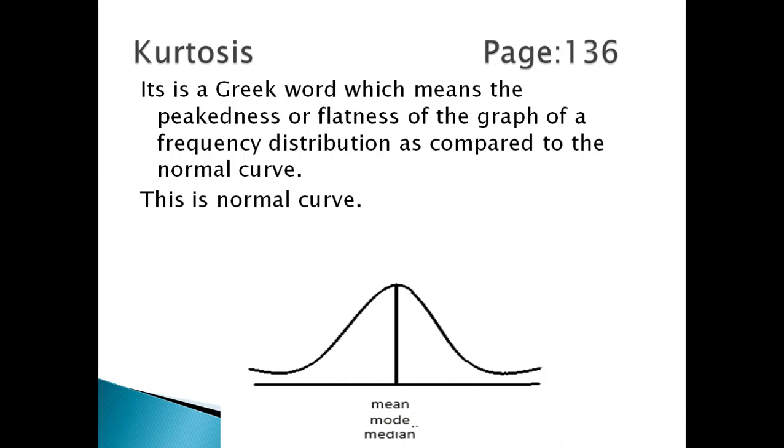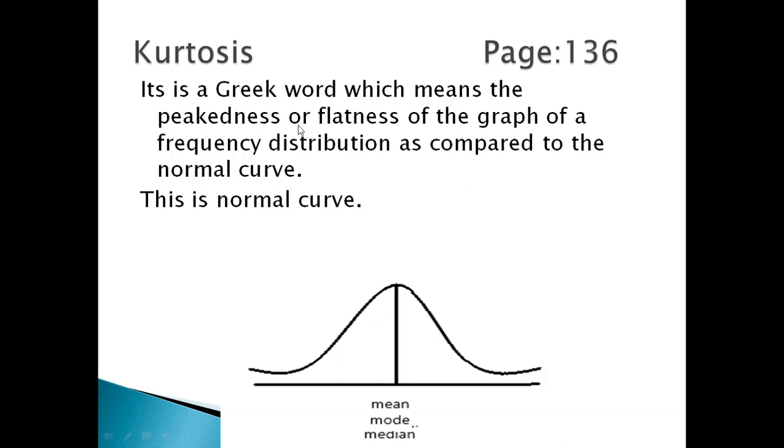So what is the normal curve? As we have discussed before, this symmetrical curve is a normal curve in which the mean, median and mode values are equal and lie exactly in the center of the distribution, and the curve is bell-shaped. So this curve is called a normal or symmetric curve. This normal curve is a standard for us, so we will compare the peakedness or flatness of other distributions with this normal curve.